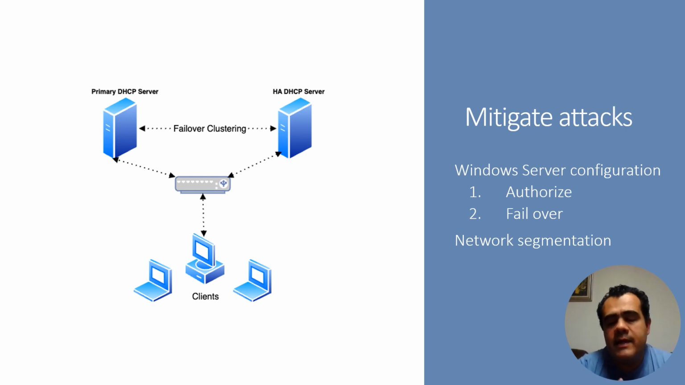Also, there is a good practice that is network segmentation. Probably we can segment the network in small groups or departments, for example, so that in case of an attack, the DHCP server only affects or fails in this department, so all the rest of the network continues working.